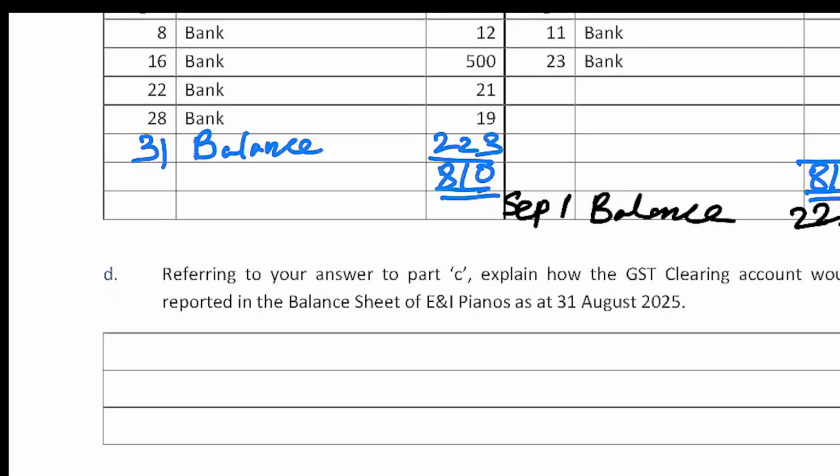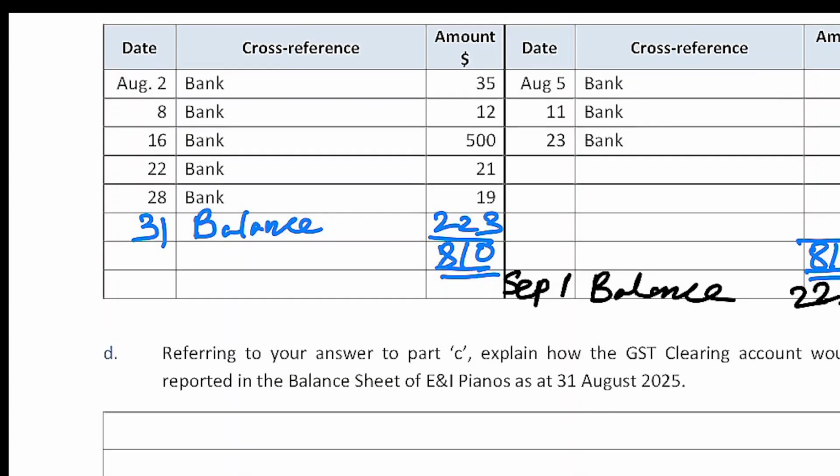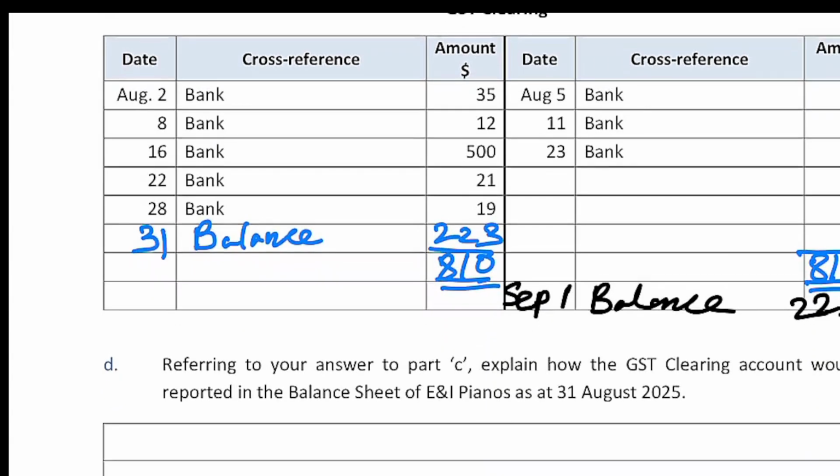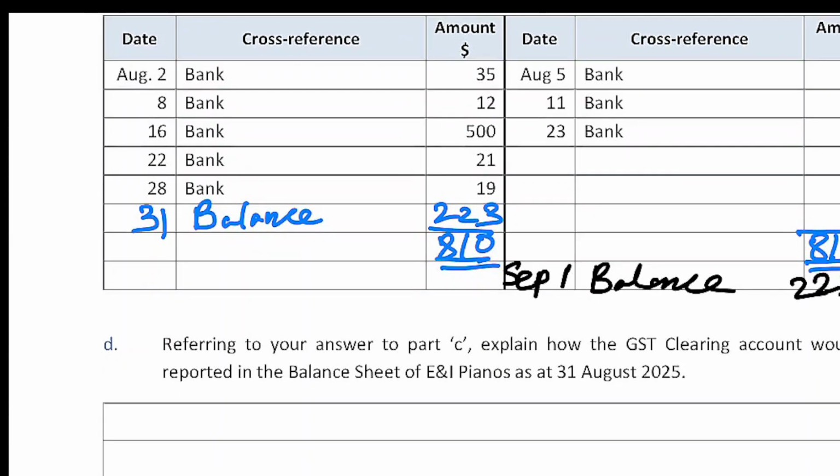Then how do we write it in terms of the GST? GST, we have a credit balance. What does that mean? We have a current liability. Everyone understands that GST is a current liability here. It can be a current asset as well. Explain how the GST clearing account would be reported. How would we report it?